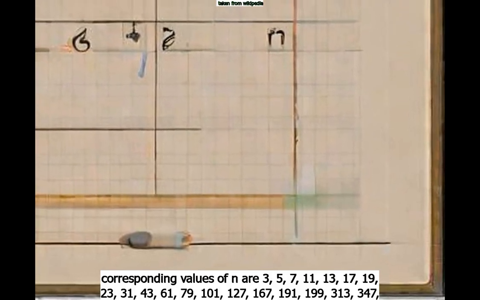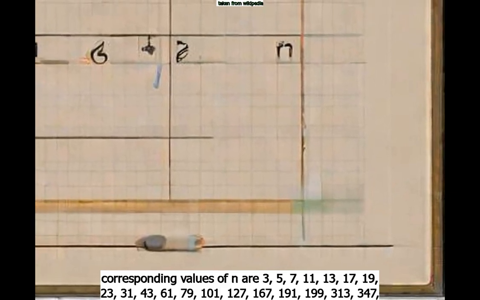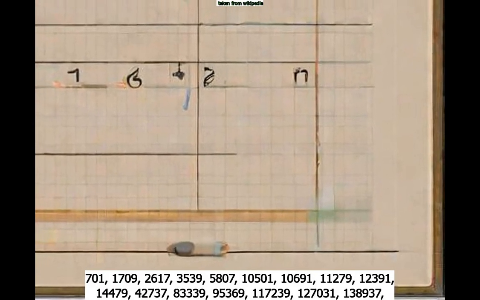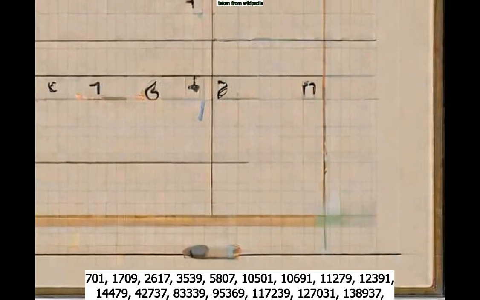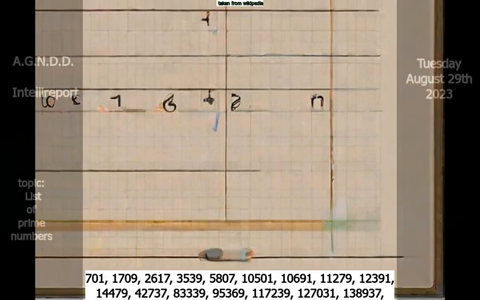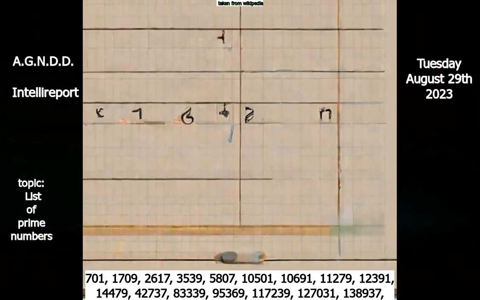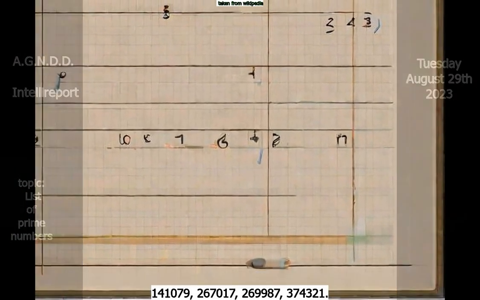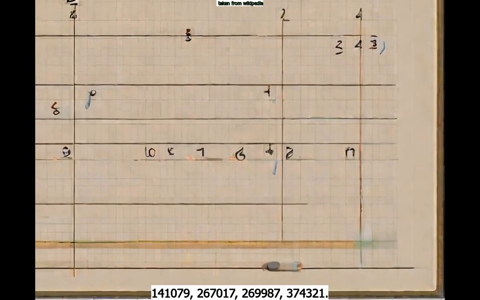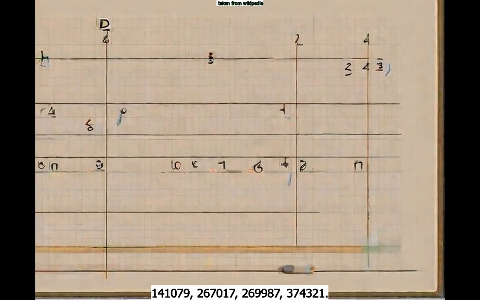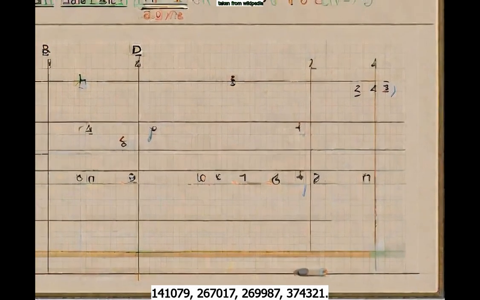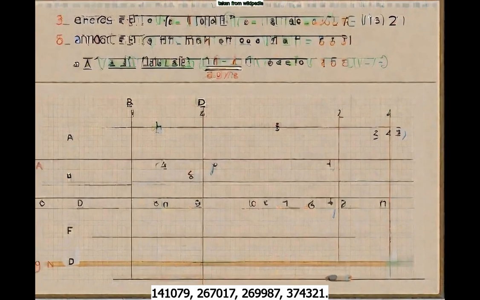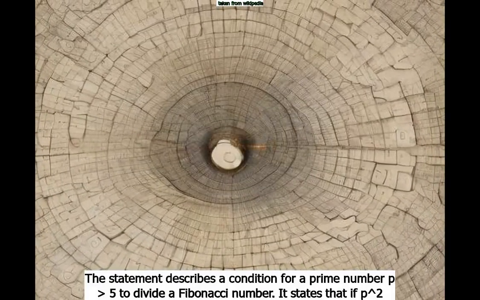The corresponding values of n are 3, 5, 7, 11, 13, 17, 19, 23, 31, 43, 61, 79, 101, 127, 167, 191, 199, 313, 347, 701, 1,709, 2,617, 3,539, 5,807, 10,501, 10,691, 11,279, 12,391, 14,479, 42,737, 83,339, 95,369, 117,239, 127,031, 138,937, 141,079, 267,017, 269,987, 374,321.